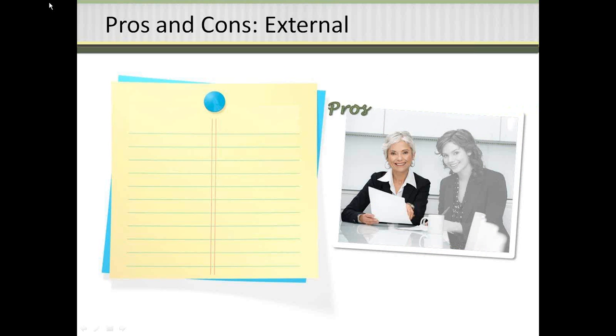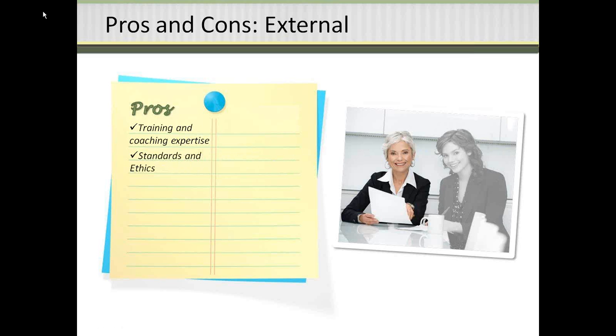Well, the same is true of an external coach. On the pro side of an external coach, they have very specific training and coaching expertise. External coaches, very often companies are asking for this, have become members of the International Coach Federation, for example. They have gone through certification programs, and this is what they do. This is what they do full time. They're all about the coaching, and so they really have developed that coaching expertise.